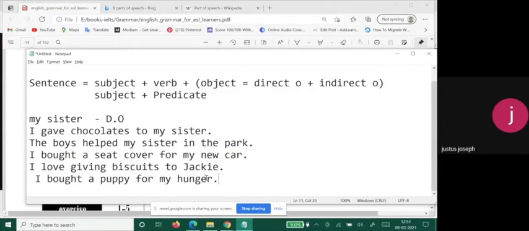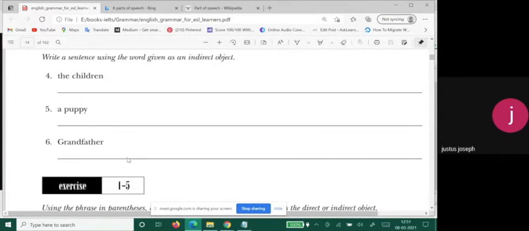Okay? What does the McDonald's ad say? Hungry? Have you heard it? No? Okay, leave it. Okay, puppy is clear.